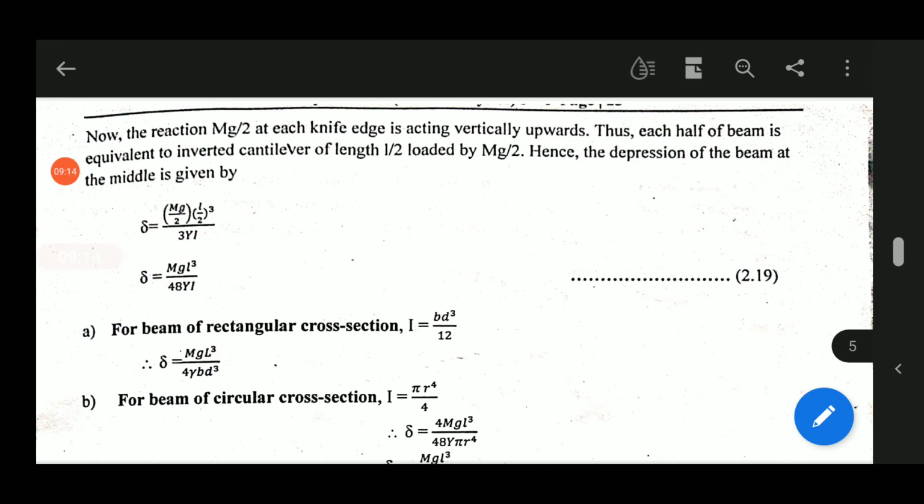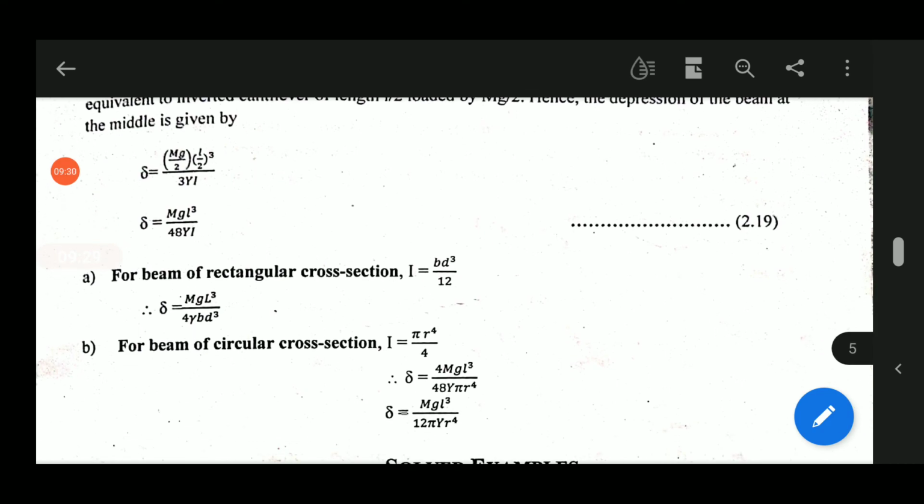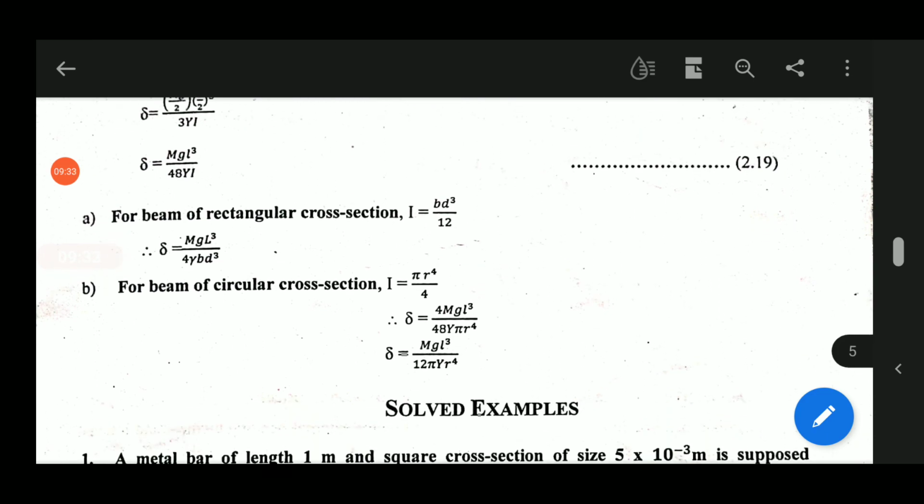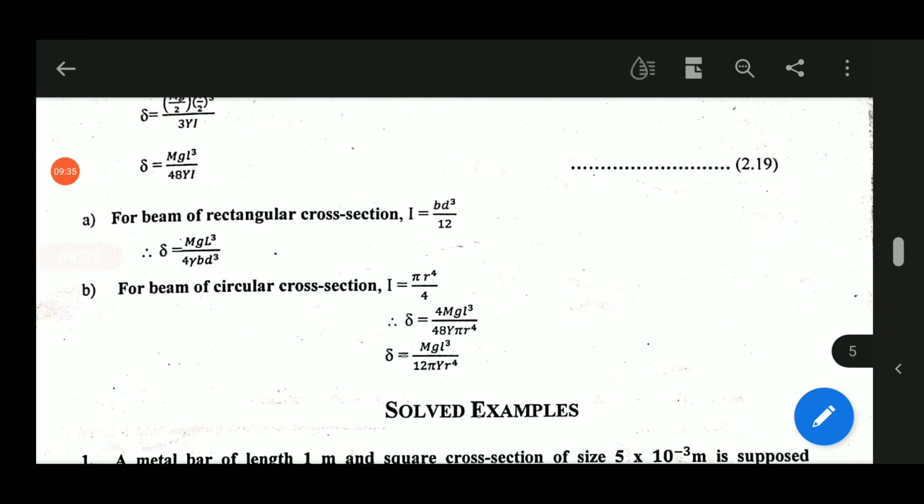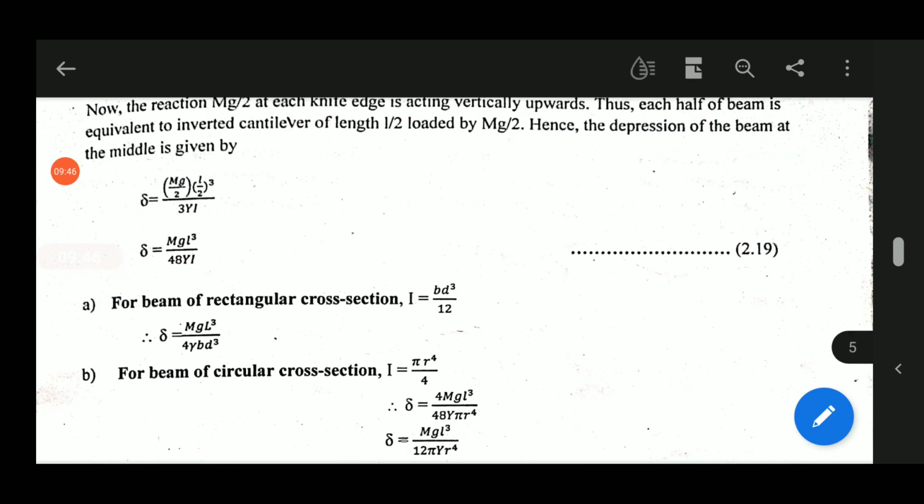For a beam of rectangular cross section area, we put I equal to b d³ upon 12. So we get delta is equal to mg L³ upon 4 Y b d³. And again for a beam of circular cross section, we put I equal to pi r to the power 4 upon 4 in equation 2.19. We get delta is equal to 4 mg L³ upon 48 Y pi r to the power 4, and delta is equal to mg L³ upon 12 pi Y r to the power 4. This is the formula. We have to learn this formula and remember all these things.